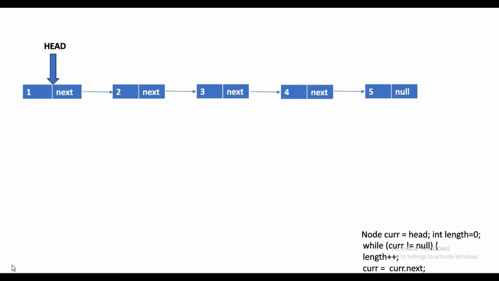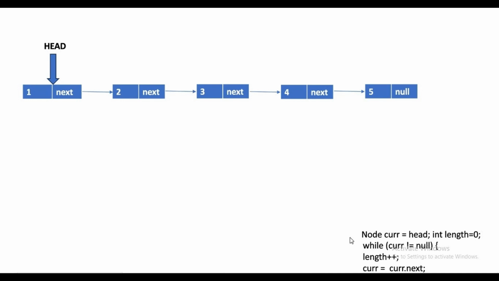Initially, I will explain this tutorial based on the animation, then we can go for the implementation so you can understand it easier. Here, if you observe the right bottom corner, we have some lines of code. Based on it, we are trying to find out the length of this single linked list.